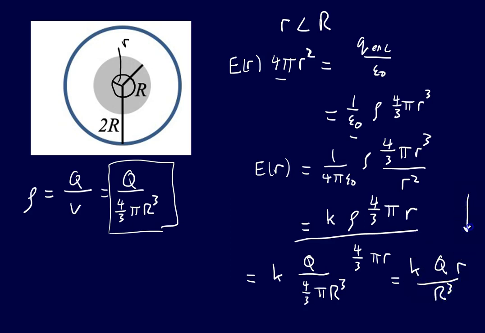And the key is, as a function of R, this thing is linear with R. So as that circle gets bigger, the electric field gets stronger as you get further out from the center. That R cubed, of course, is a constant, as is the K, as is the Q.